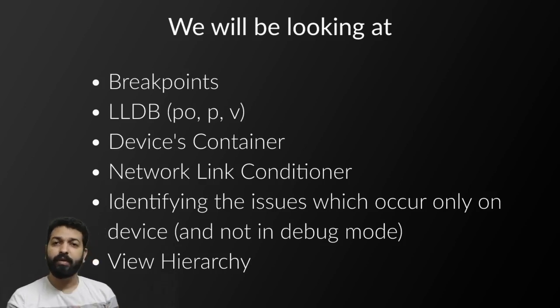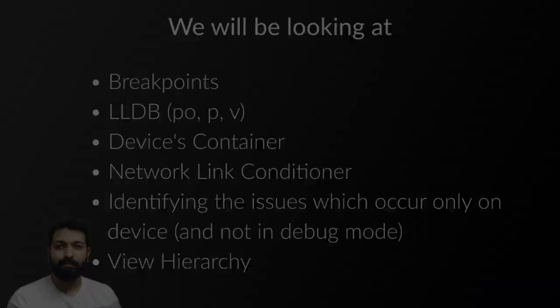And then we will see the Network Link Conditioner. So for some specific kinds of bugs that are only replicated in bad network scenarios, we need to replicate the bad network scenario. So for that, we will see what the Network Link Conditioner is and how we can use it. And then we will be identifying the issues which occur only on device and not in debug mode. At last, we will see view hierarchy. Along the way, I'll be giving some extra useful information. So for example, while looking at view hierarchy, I'll tell you how we can print the entire view hierarchy without using any external tool. So you might consider watching the complete video.